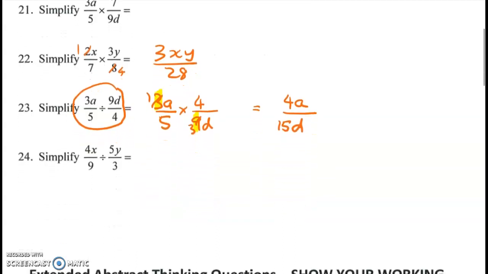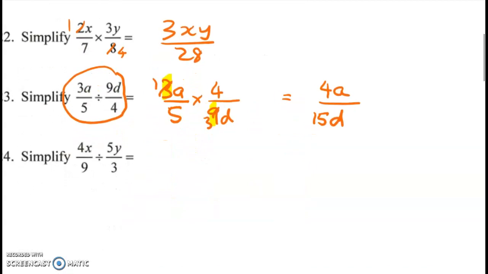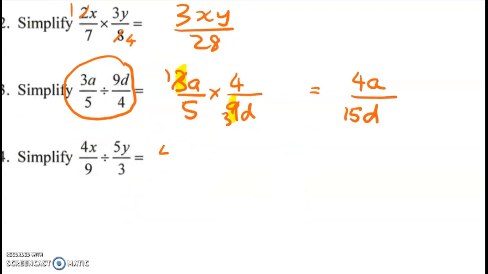Right, on to the next one. So we've got 4x over 9 divided by 5y over 3. We'll rewrite that as 4x on 9 times 3 over 5y. And again, to make you practice simplifying through the fraction, we've got 3 over 9, we've got 1/3 here. So here we've got 4x over 15y.